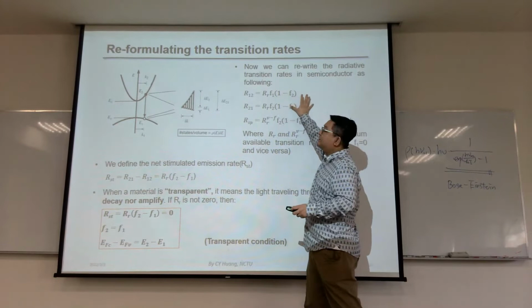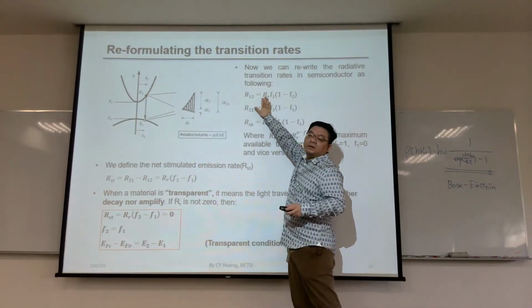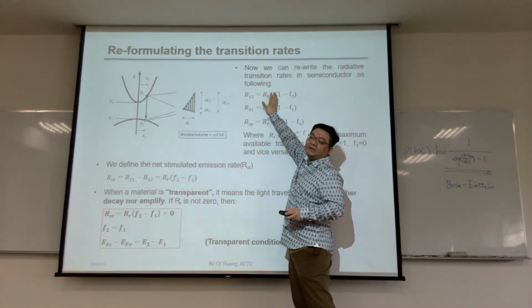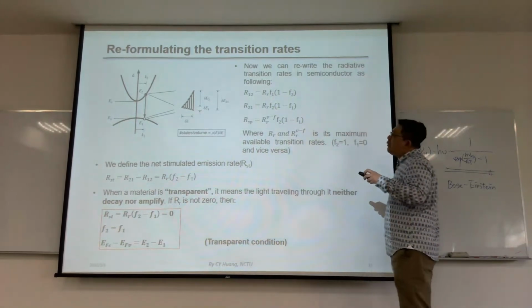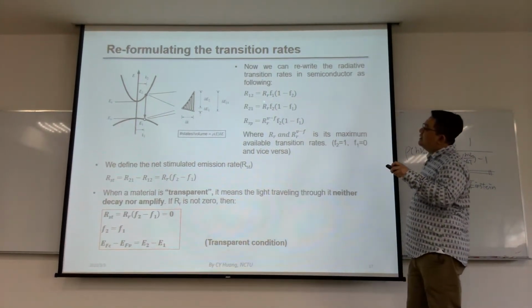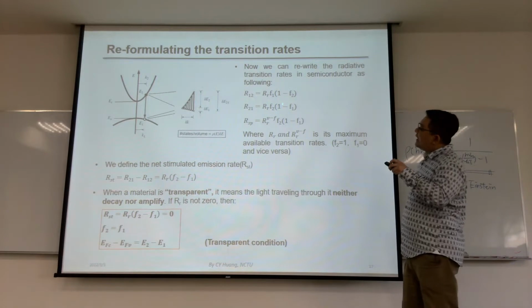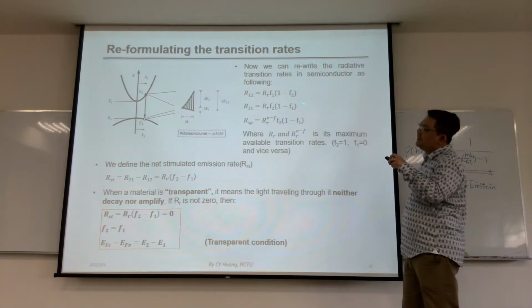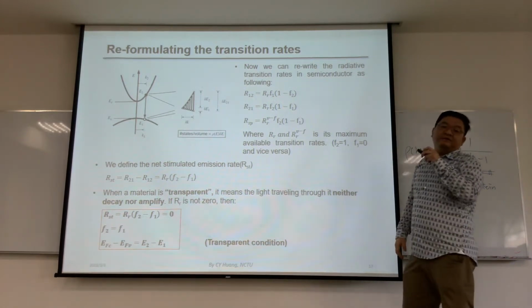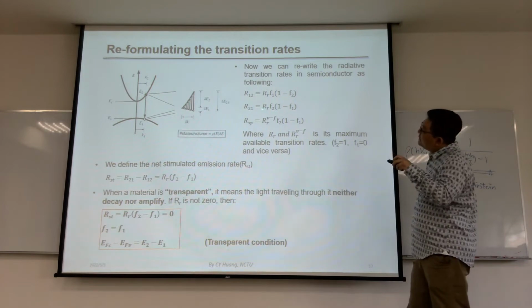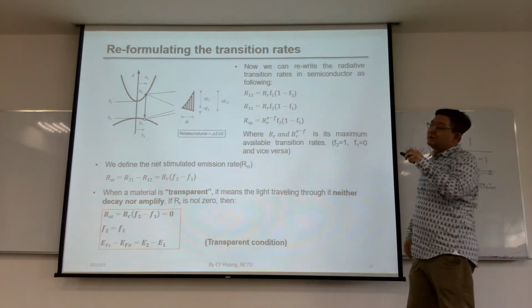The different part we put outside and put the same coefficient at the top. So R12 is a rate R times F1 times 1 minus F2. This is the rate of absorption, and this is the rate of the stimulated emission. The coefficient is the same.